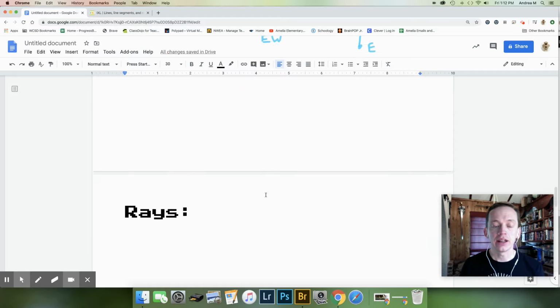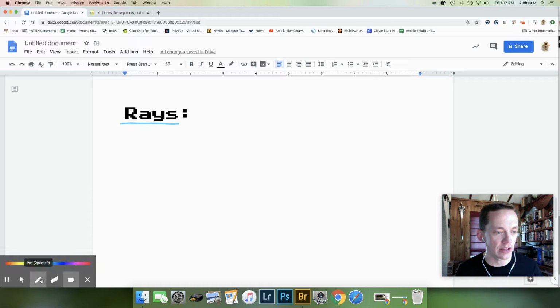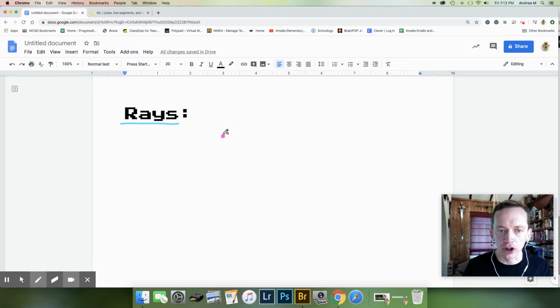And then the last one we're going to talk about here are rays. Rays, they are a mashup of line segments and lines. Let me show you what I'm talking about here. Rays have a starting point. They have a point where they start and they go off in this direction and they never ever stop. So they are a mix of both lines and line segments. Think of it like that.